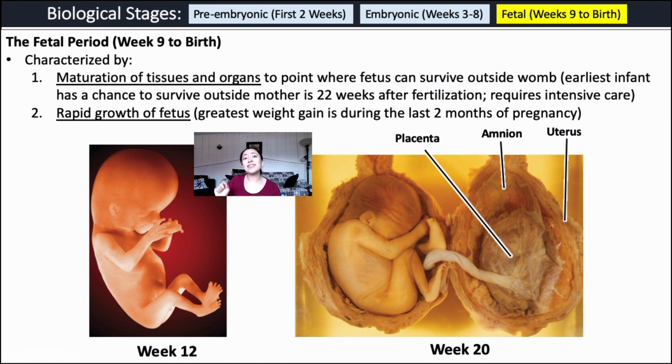Now remember, the earliest that an infant has a chance to survive outside the mother's body is 22 weeks after fertilization, or in other words, 24 weeks after her last period. So at this point, if an infant is born, it's considered premature and it requires a high amount of intensive care. Also associated with the fetal period is rapid growth of the fetus. Most of the weight gain that occurs during pregnancy is during the last 2 months of pregnancy, because that is when the fetus is growing at the fastest rate.